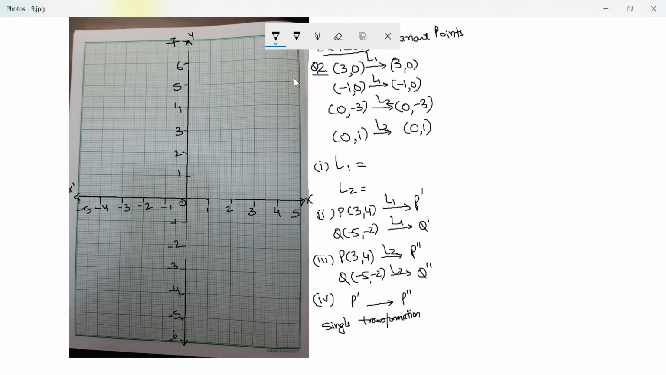Question number 2 says point 30 and negative 10 are invariant points under reflection in line L1. So if you reflect 30 under some reflection, it still remains 30. They haven't given us the line. And negative 10 is also under the same line remains invariant, which means the value of the y coordinate is not changing. So when does it happen when the value of y coordinate does not change?